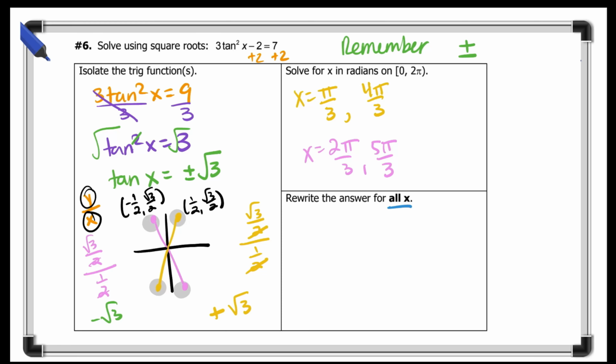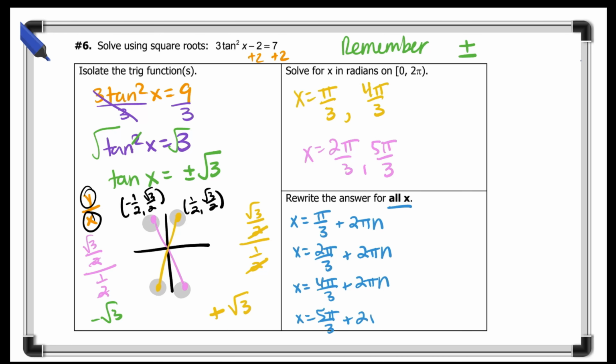So again, take each of your angles. You have pi over 3 plus 2 pi n. You have 2 pi over 3 plus 2 pi n. I'm just going to write our angles in order. You have 4 pi over 3 plus 2 pi n. And the last one is 5 pi over 3 plus 2 pi n.